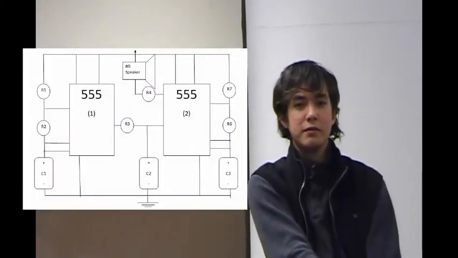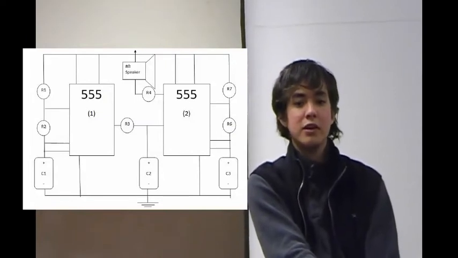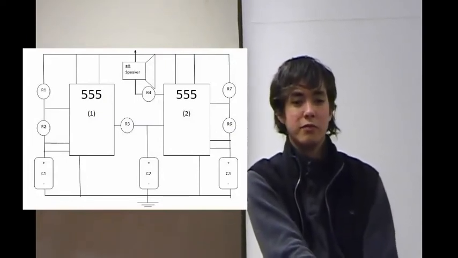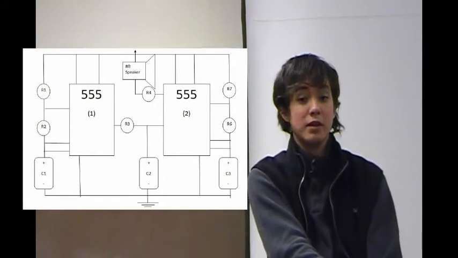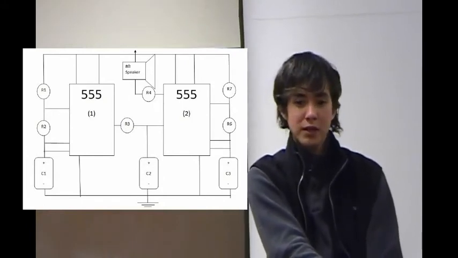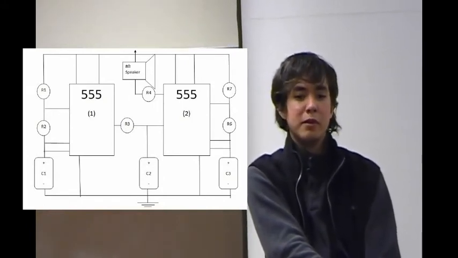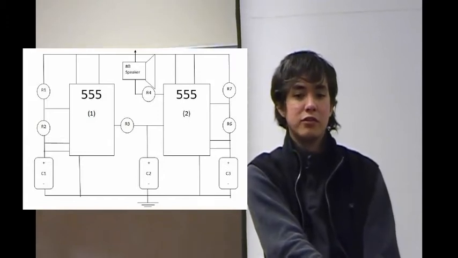R1 and C1 determine the frequency at which the 555, the first one on your left, oscillates. R7 and C3 determine the frequency at which the 555-2 on the right oscillates. Together, the beat frequency produced by these two oscillations creates sound effects through the 8-ohm speaker.